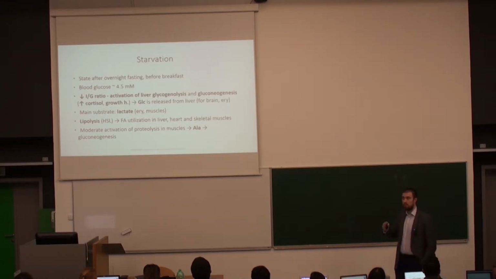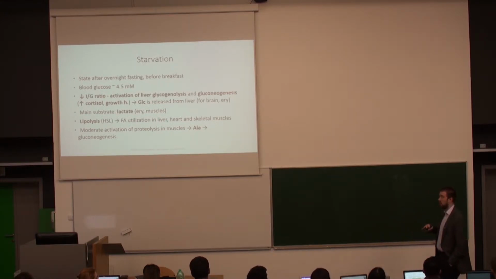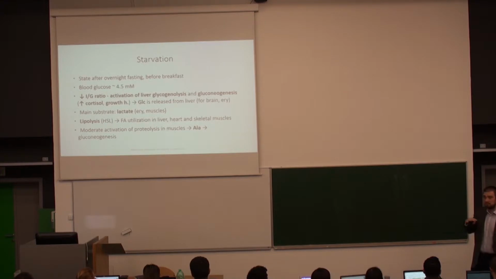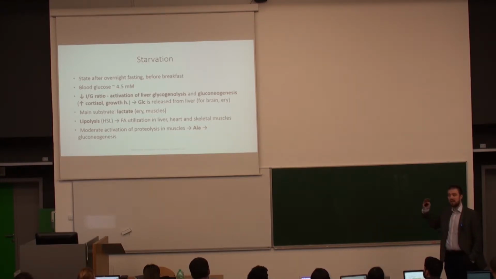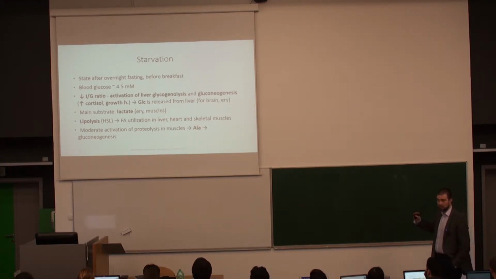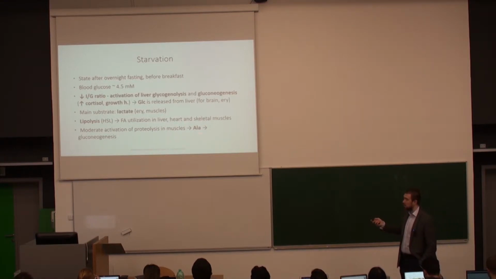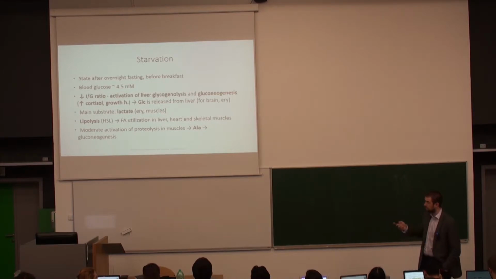Plus, you have very mild activation of proteolysis in skeletal muscle, but it's nothing very big since gluconeogenesis is not at the maximal level. Yes, still here the main source is the liver glycogen. So some proteolysis is involved. Alanine is used for gluconeogenesis, but not to a very big extent.